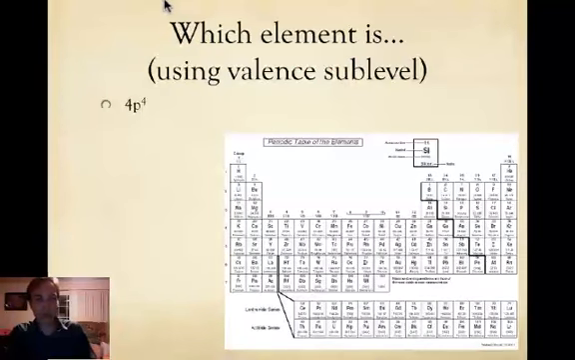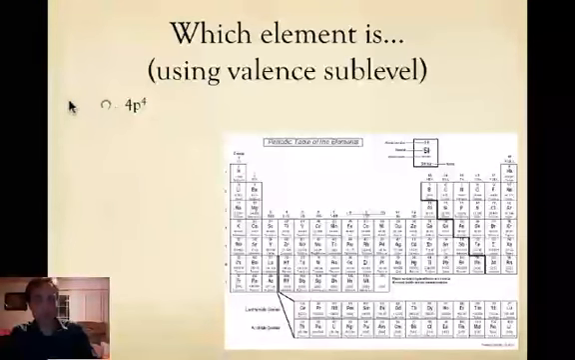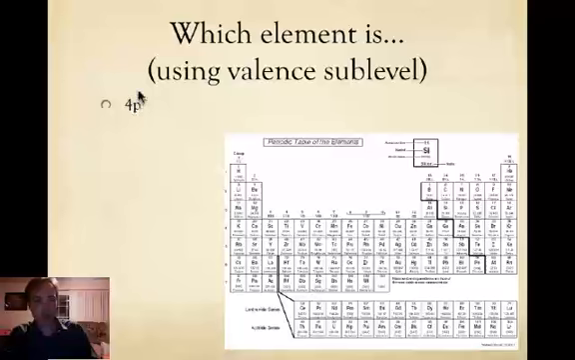Okay, so let's do a little bit of practice. What we're going to do here is we have the valence. I could write out the entire electron configuration, but I'm just looking at the valence sublevel, the last sublevel in the electron configuration. So we have an element here whose electron configuration ends with 4p4.